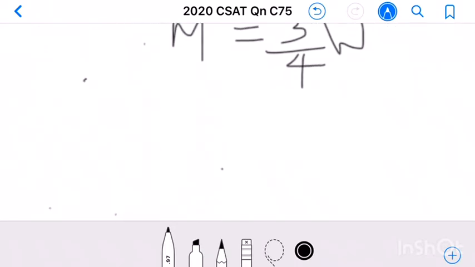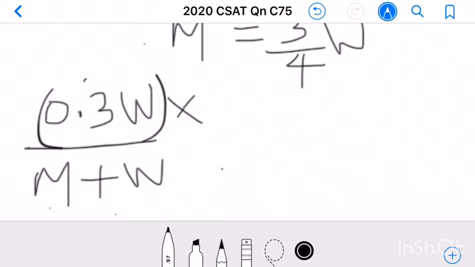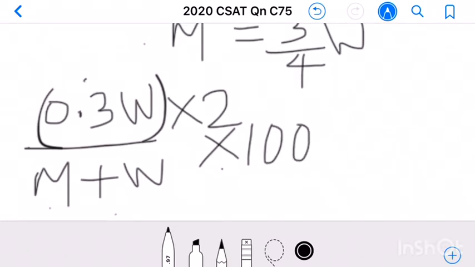Now let us find the percentage of the married adult population. Total adult population in the city equals total men plus total women. Married in that: 0.3 women are married, and that many men are also married, into 100, and we get the required answer.